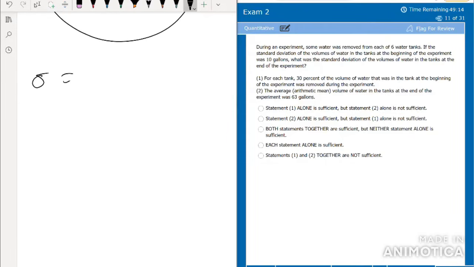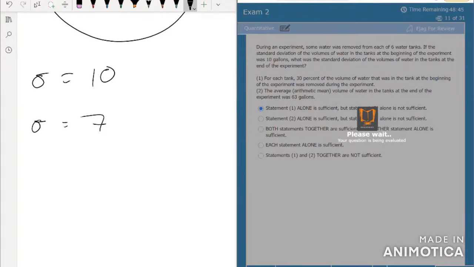Okay, sigma start was 10. What's sigma at the end? 30% of... Okay, well, 1 is enough because sigma is just how spread out it is, and so that 30, if everything goes to 30%, then sigma new will be 7, and the average, the arithmetic mean, oh well, 2 is certainly not enough. So statement 1 is enough, but 2 is definitely not.